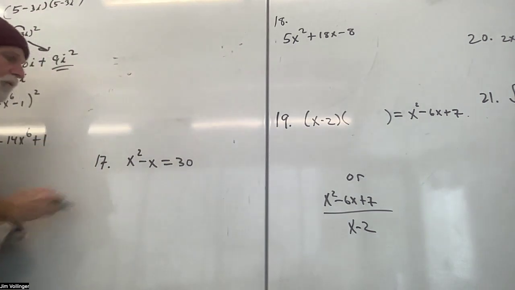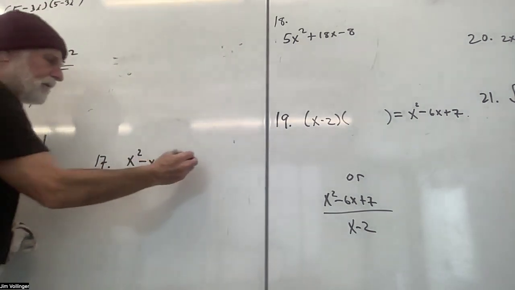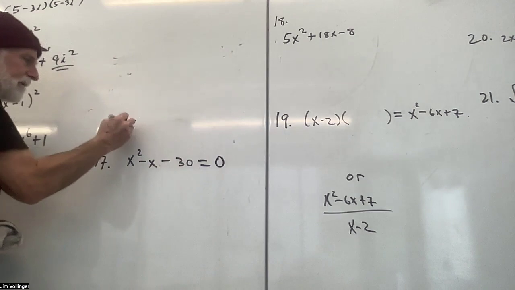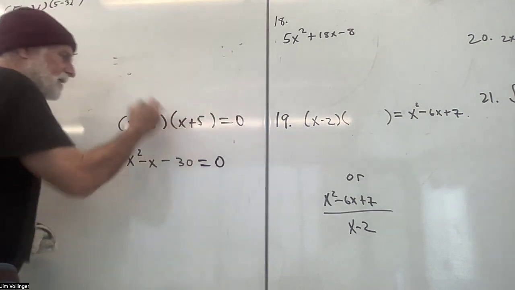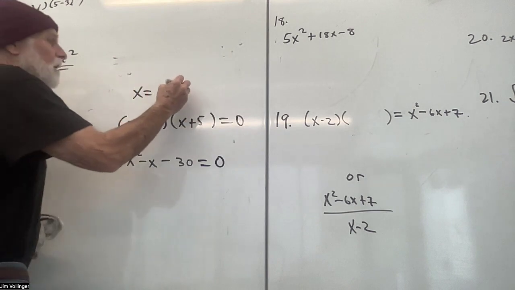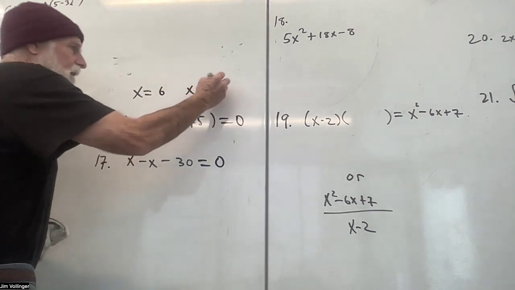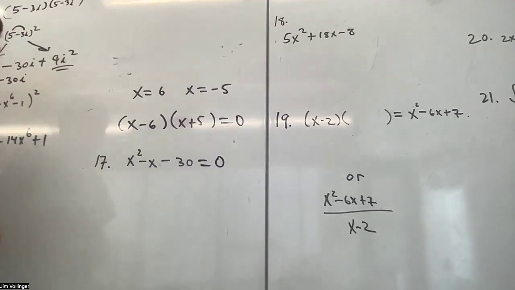All right, so what do we do here? Subtract 30, set it to 0, factor. X minus 6 times x plus 5 equals 0. I can see my answers of 6 or x could also equal -5. Both of those, I hope, work.